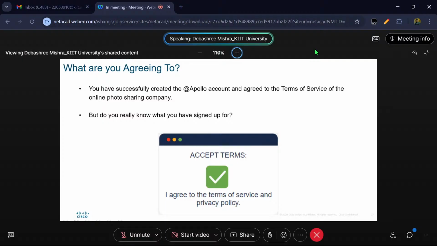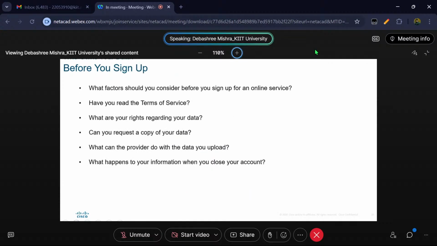The next is what you are agreeing to. For example, when you have created any account, at that time you need to check mark the terms and conditions based on the company's criteria. So the next question is whether we really know what we are signing off on. We should know what things we are agreeing to. Before signing off, let us see what factors we should be checking.